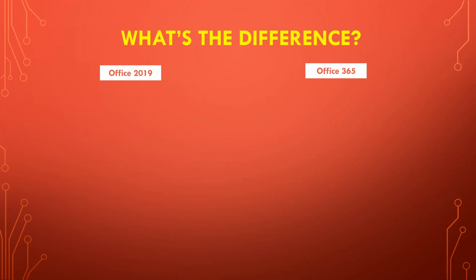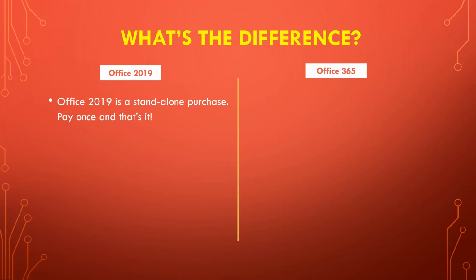So, what's the difference between Office 2019 and Office 365? Office 2019 is a standalone purchase. You pay once and that's it. It's now yours. Versus Office 365, which is a subscription-based purchase. It's just like renting the software. You pay every month and you get access to all the different programs.